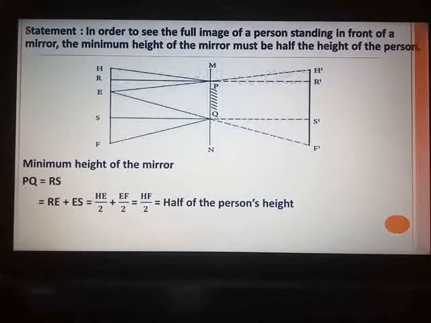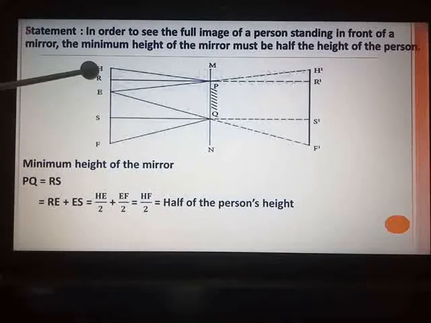Now what is RE plus ES? RE is nothing but HE divided by 2, because R is the midpoint. So RE is HE divided by 2. At the same time, what is ES? EF divided by 2. Here you have to apply geometry, and this is equal to HF divided by 2, because HE plus EF comes out to HF. That is HF divided by 2, which is nothing but half of the person's height. See how they have applied it.